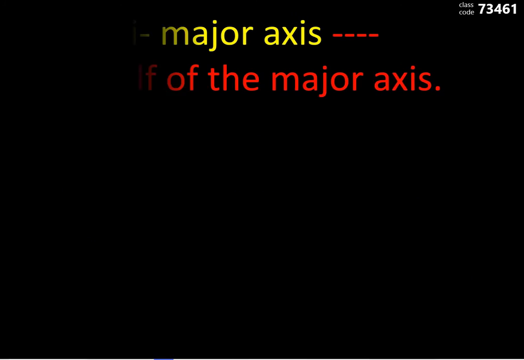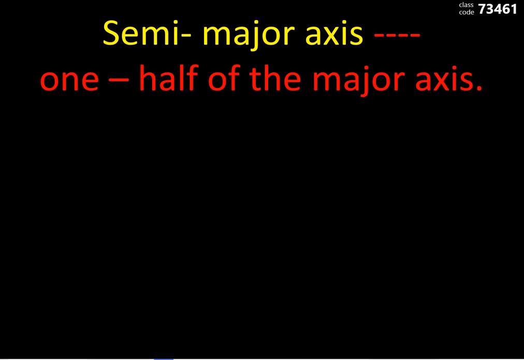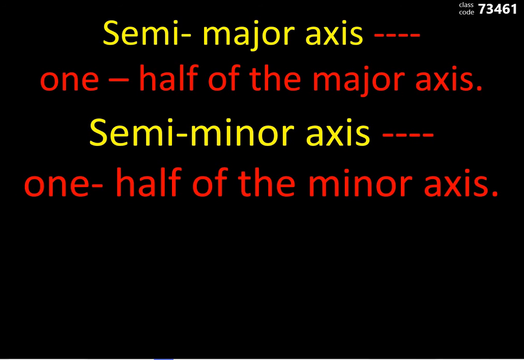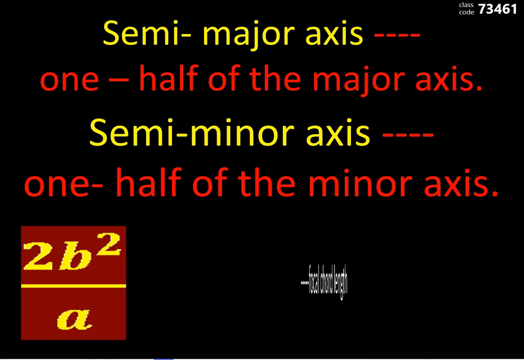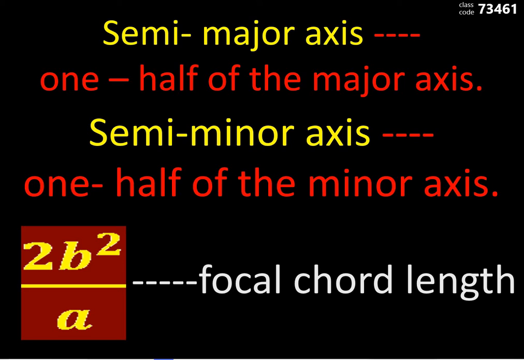Let's proceed with samples. Other definitions: the semi-major axis is 1/2 of the major axis. The semi-minor axis is 1/2 of the minor axis. And this is the formula in finding the focal chord length: it is 2b squared all over a.